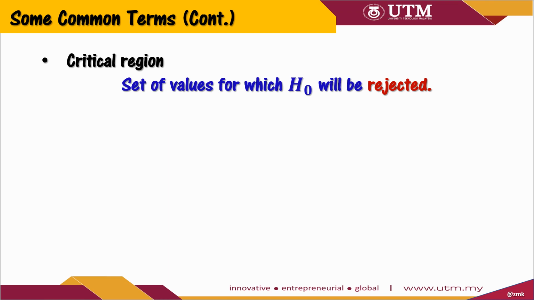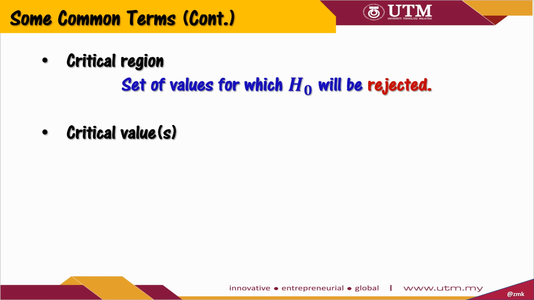Another example, if we have an f-test statistic in testing a ratio of two population variances, then the critical region will be a set of f values for which the null hypothesis about the ratio of population variances will be rejected. Having understood what a critical region is, next we define a critical value.